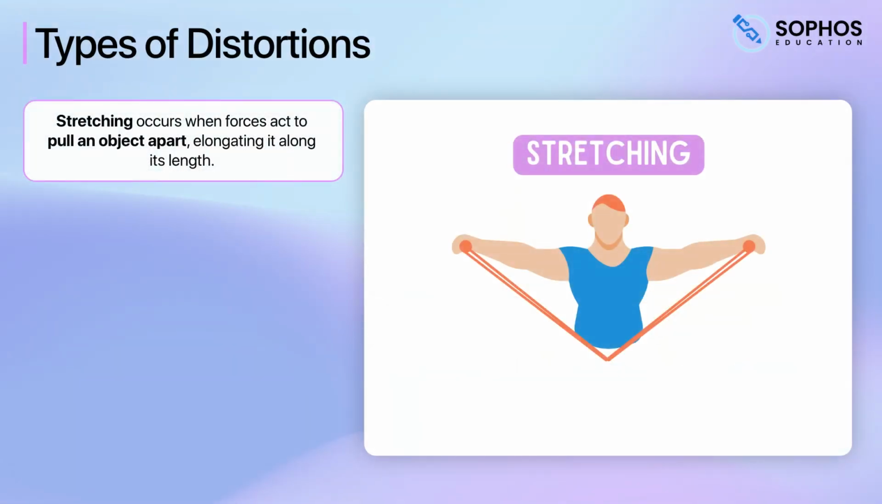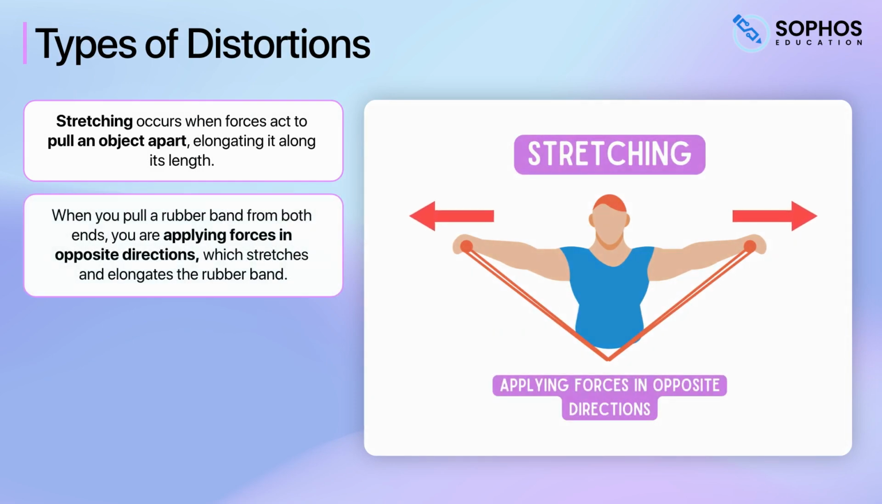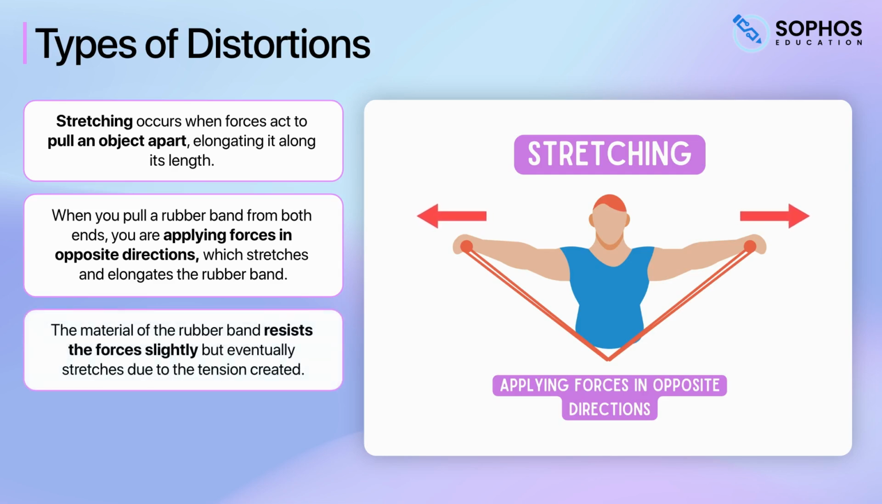Stretching occurs when forces act to pull an object apart, elongating it along its length. A common example is a rubber band. When you pull a rubber band from both ends, you are applying forces in opposite directions, which stretches and elongates the rubber band. The material of the rubber band resists the forces slightly, but eventually stretches due to the tension created.